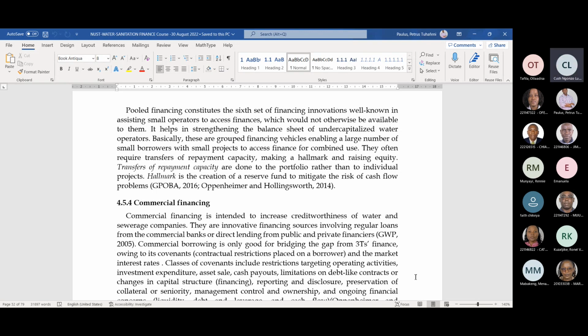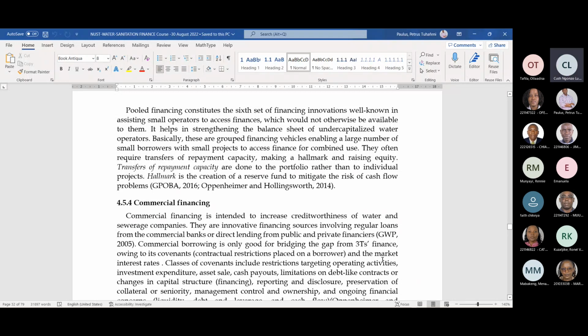So they are grouped financing vehicles enabling a large number of small borrowers with small projects to access finance for combined use, and they are done on the portfolio. I mean the payment, which is the transfer of money and capacity, sometimes is done on the portfolio rather than to individual projects. Hallmark is the creation of a reserve fund to mitigate the risk and cash flow problems.